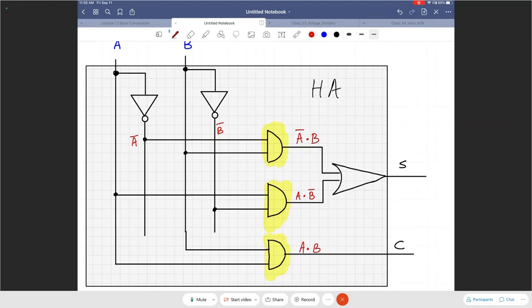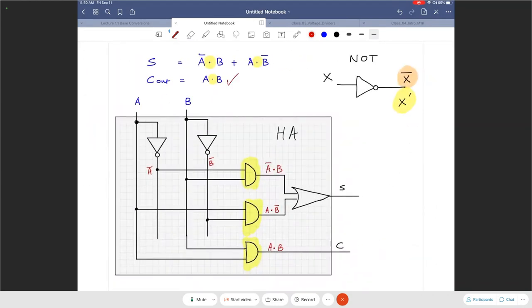A and B is carry out. So I've got sum. S is actually A complement and B, or A and B complement based on the expression. So that's my sum.